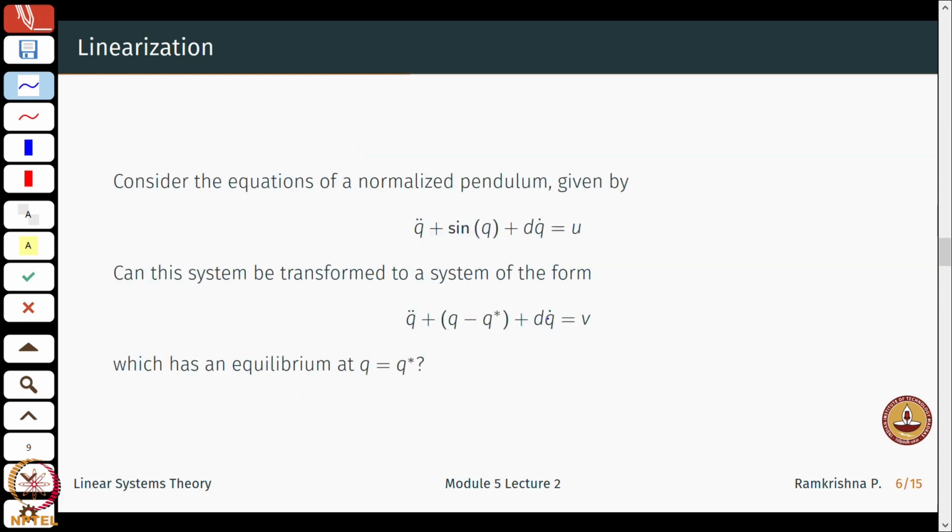Not only that, let me start with an example of a nonlinear system of this form, which is a simple normalized pendulum with the mass, the acceleration due to gravity, and the length all normalized to 1, where d is some damping coefficient greater than 0. Can I write this system in this form? Can I transform this system into this form? Right. So, this is a linear system which has an equilibrium at q equal to q star. Not only does this look like a linear system, but I can actually stabilize it to any point in the entire phase plane, starting from 0 to pi or 0 to minus pi.